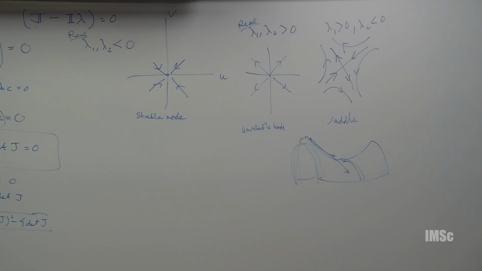A saddle is stable along one eigenvector, so it has what we call a stable manifold and an unstable manifold. But in the literature, saddles are often just described as unstable, right?